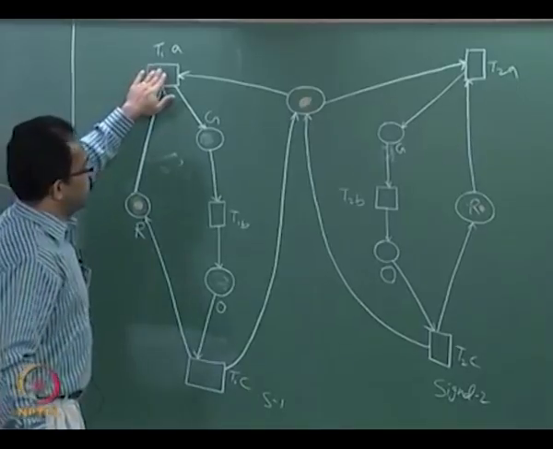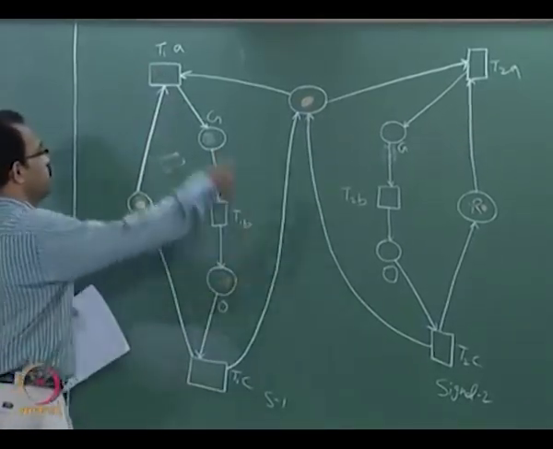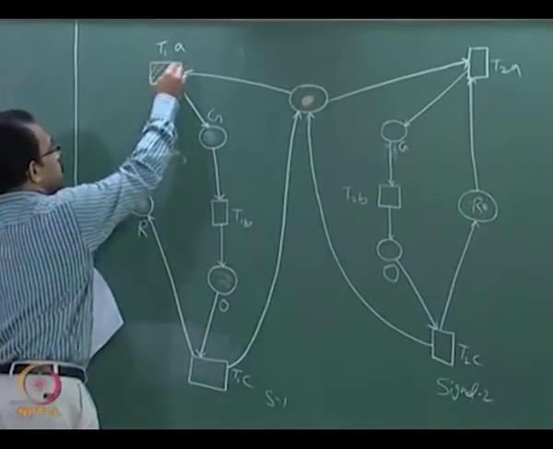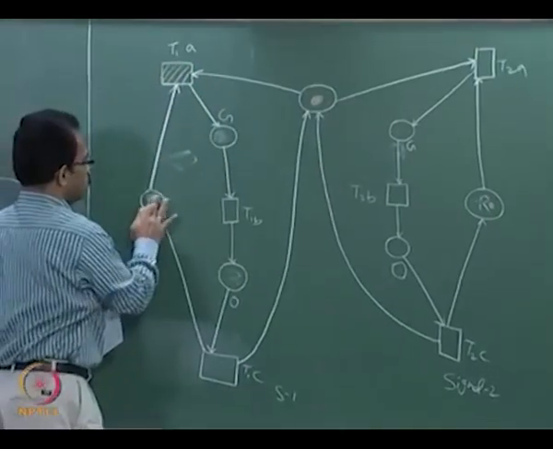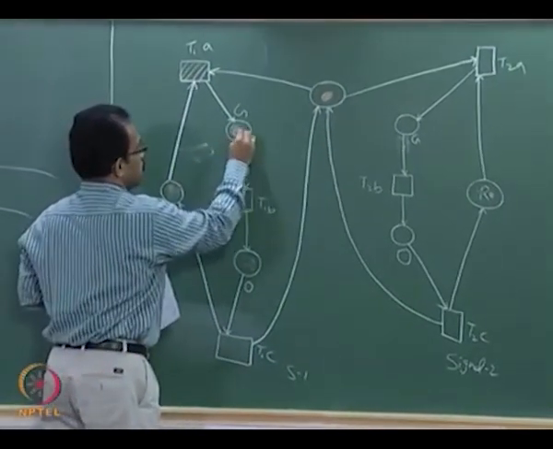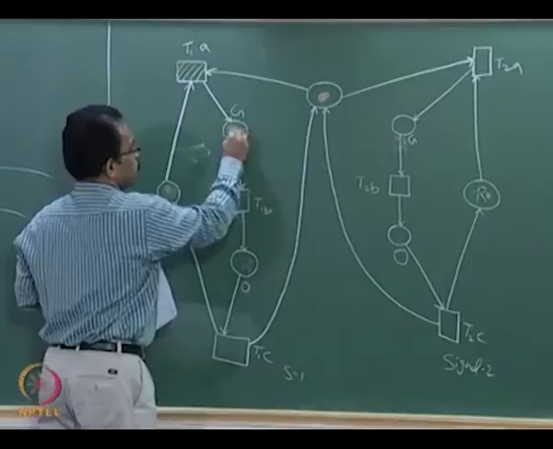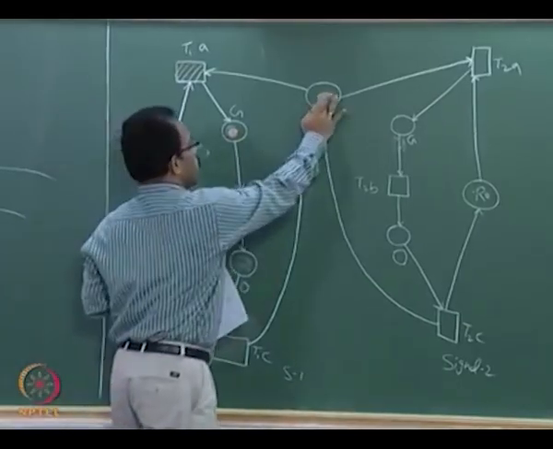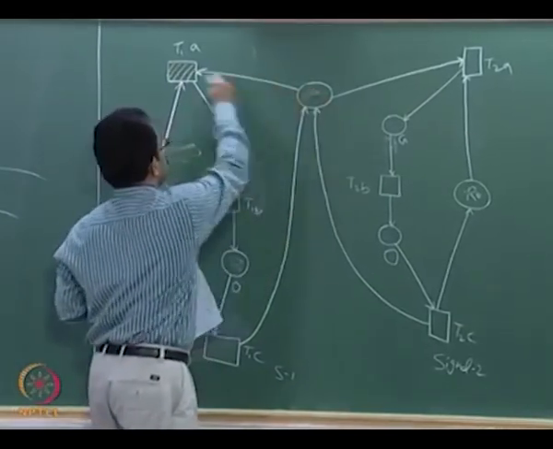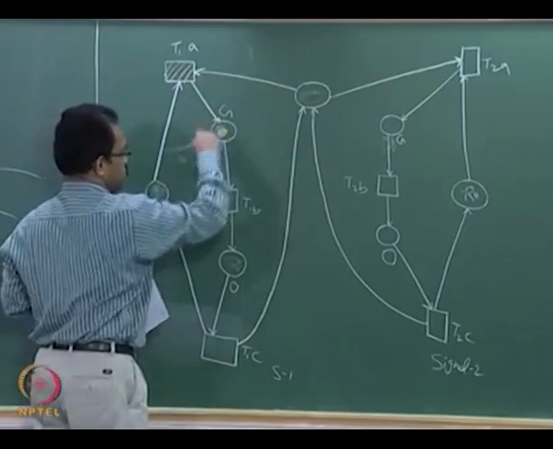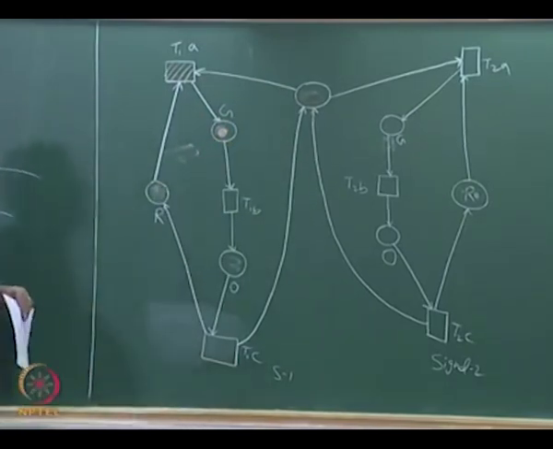Once you have this T1A activated, suppose you activate this T1A, the transition is activated, then immediately this token will be given to green and this token will be released from here because this is only one output. So this token will be released from here to this point.